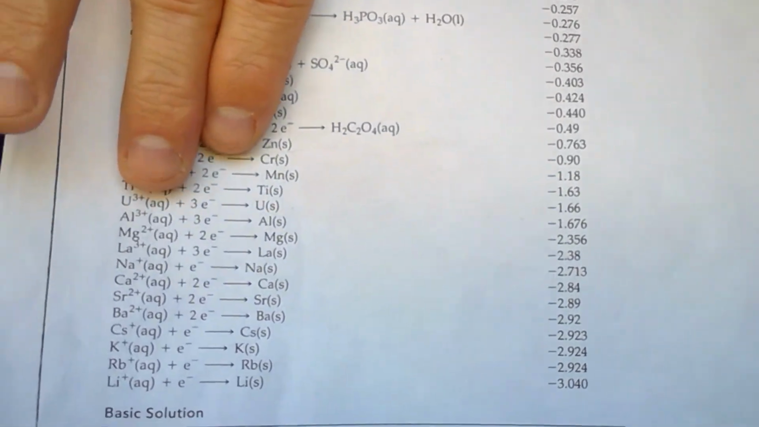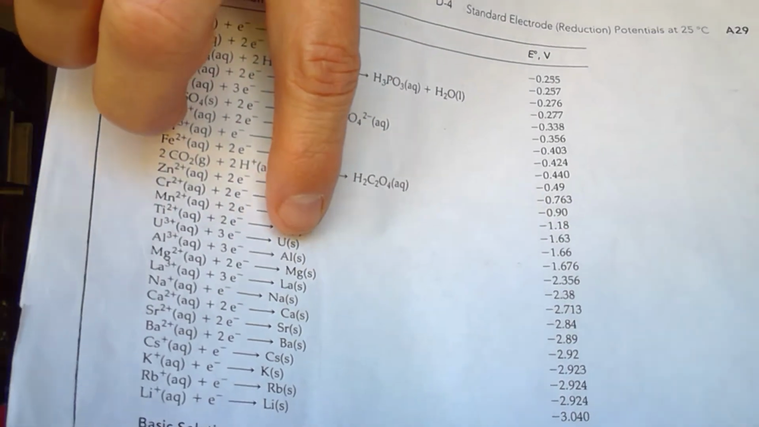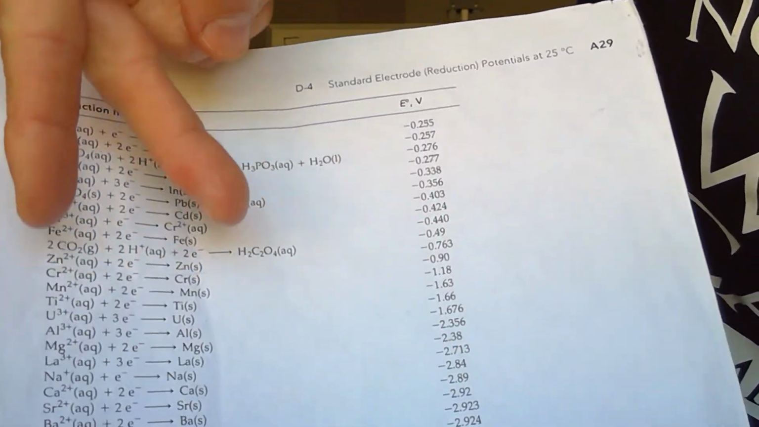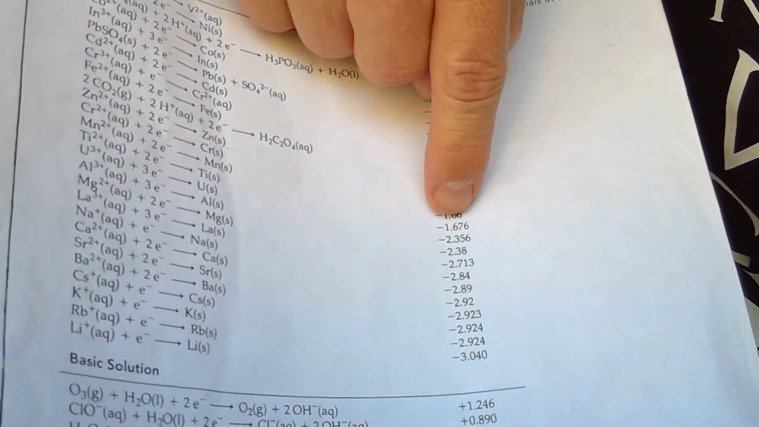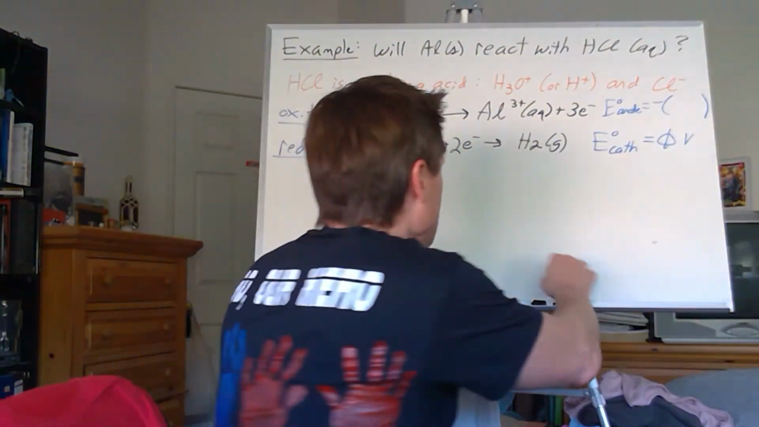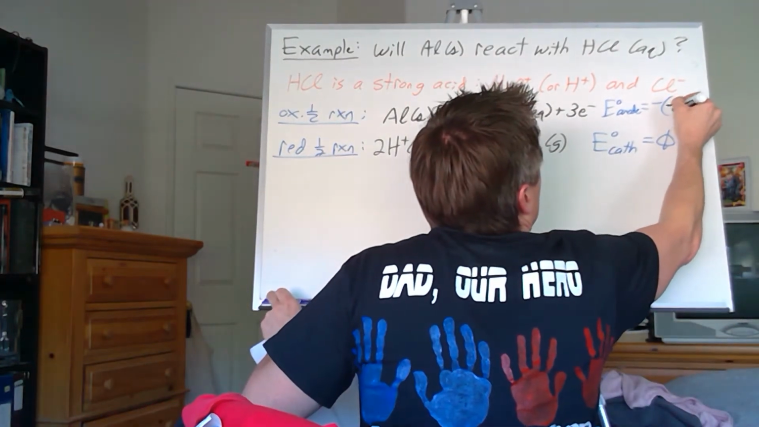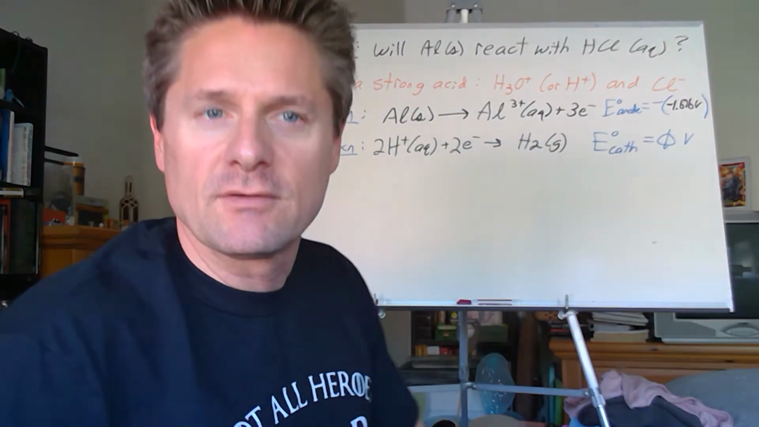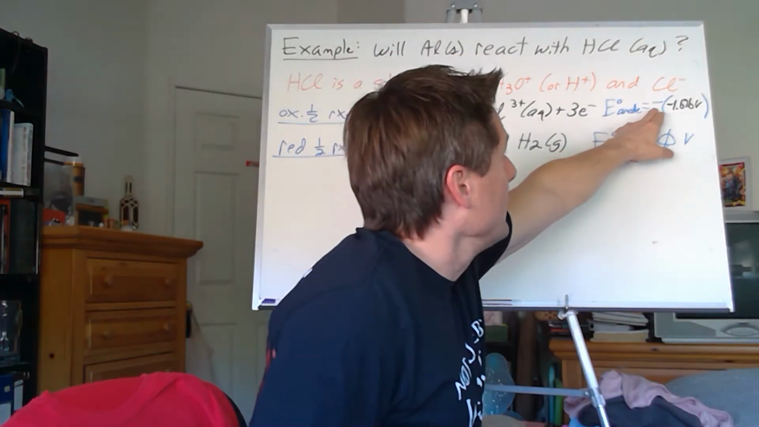There it is. Okay, can you see the aluminum +3 right there? +3 electrons going to aluminum solid. Well, we want the reverse of that, correct? So if we reverse the aluminum equation, then we change the sign. See the negative 1.676 volts? We're gonna change the sign on that. So that'll be positive 1.676 volts, so that we take the negative of that.